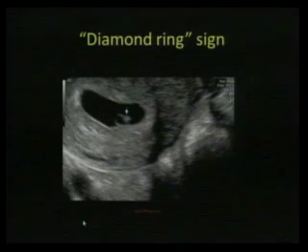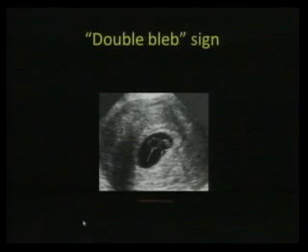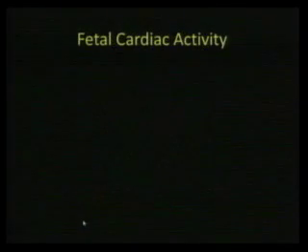So here's the diamond ring sign. Again, this is actually the embryo, and here's the yolk sac right on its back. So it kind of looks like a diamond ring. Here's the double bleb sign. Here, this is going to be the yolk sac and the fetus, and then the embryo is in between them. So kind of similar there.